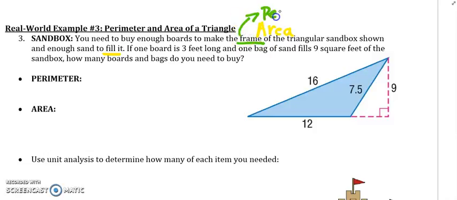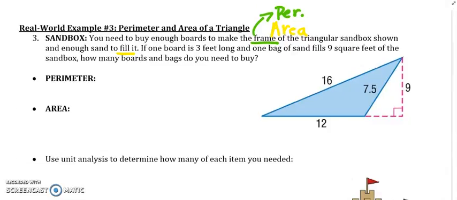So that's going to be perimeter. If one board is 3 feet long and one bag of sand fills 9 square feet of the sandbox, how many boards and bags do you need? So really, it's not just asking for perimeter and area. It's asking us to find perimeter and area, and then go a step farther after that. So let's find perimeter first. We're going to add up all three sides.